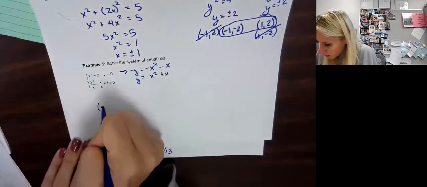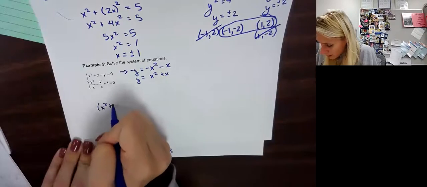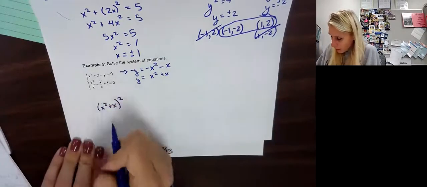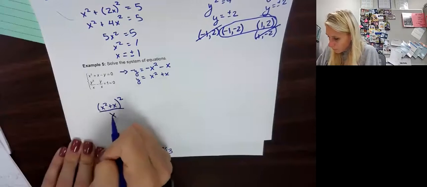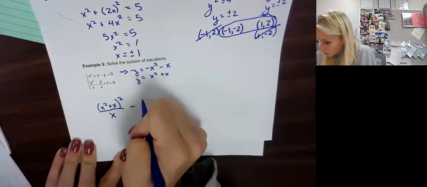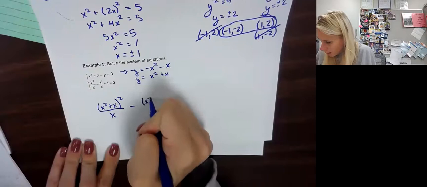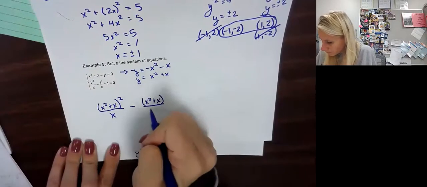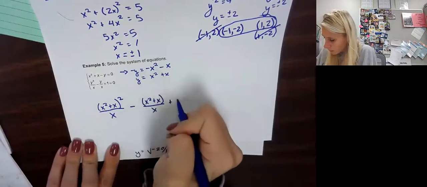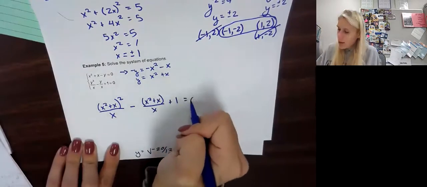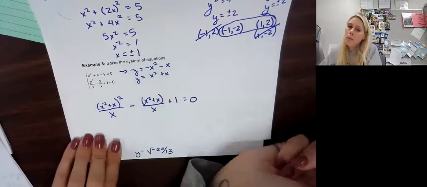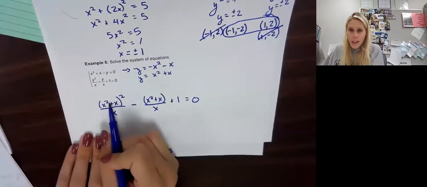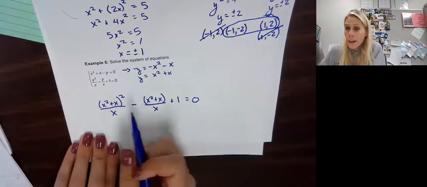So you get x squared plus x, and that squared, that's taking over that y squared over here, minus parentheses x squared plus x plus 1 equals 0. I know this looks like a lot, but really it's about the algebra. Here, what I'm going to do is factor that out. Not factor, FOIL it out.